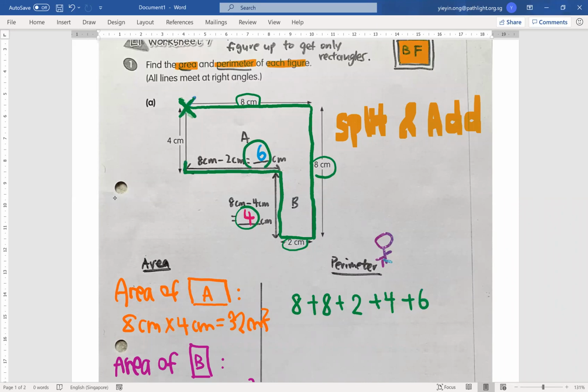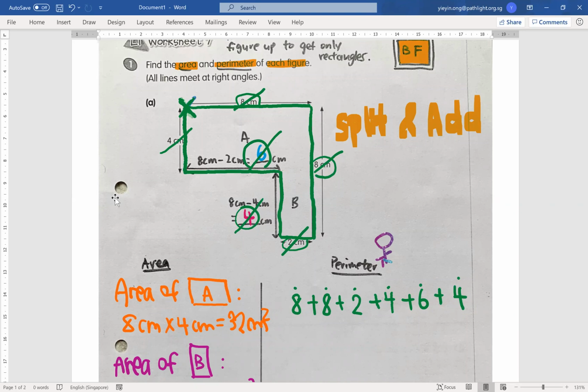Then walk up back to the starting point, you plus another 4. So let us just check. Did we cover all? 8, yes, cancel. Next, 8, yes, cancel. Next, 2, yes, 2 is done. Next, 4, 4 is done. 6, 6 is done. And another 4. So we have covered all the sides of this composite figure.